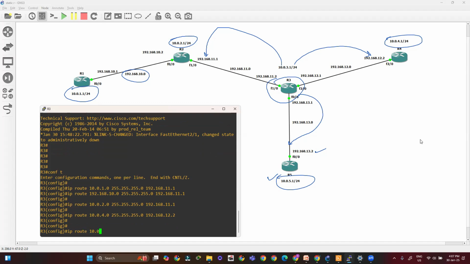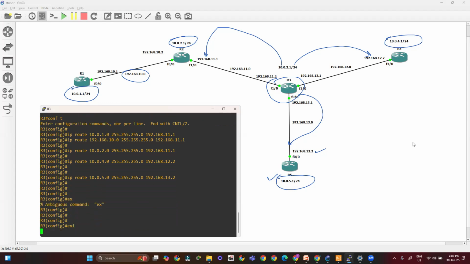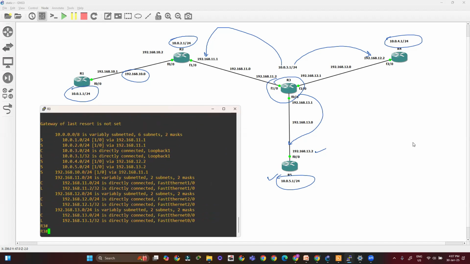IP route 10.0.5.0, the subnet mask is 255.255.255.0, then the next hop address is 192.168.13.2. Okay, so we have provided all the network information. Let's put the command show IP route. So here we have all of this information.